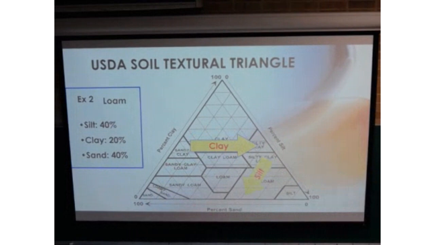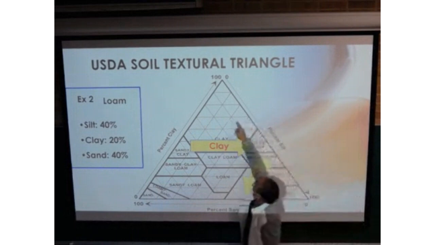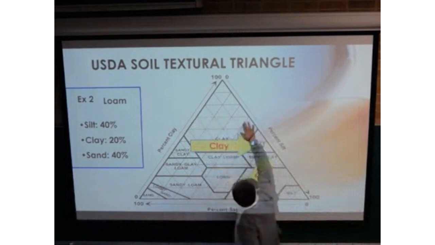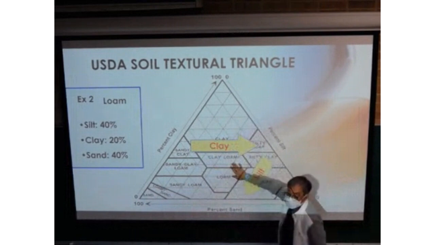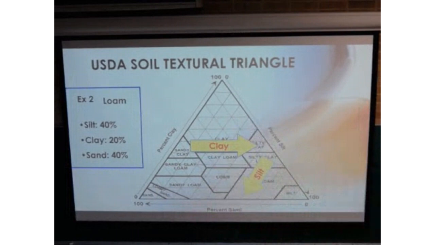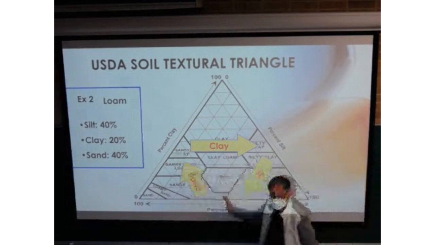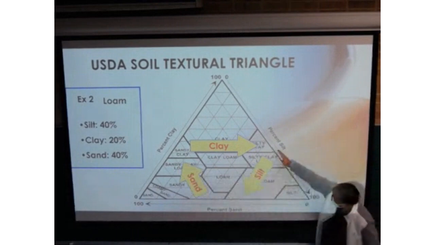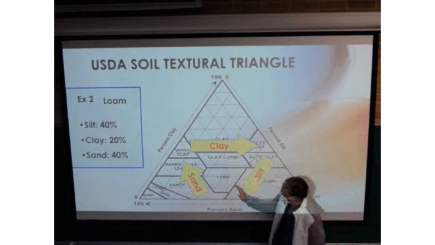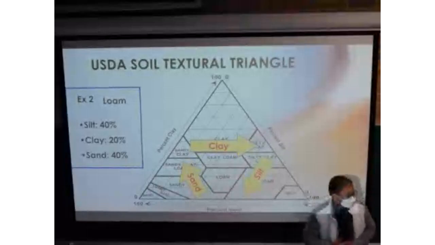And the silt line is this one. Okay. From there, 0% silt, 10% silt, 20% silt, 30% silt, 40% silt. So which line? This line for the silt line. And last one, sand. Sand is the kind of line from the bottom to the left. So 0% sand, 10% sand, 20% sand, 30% sand, 40% sand.